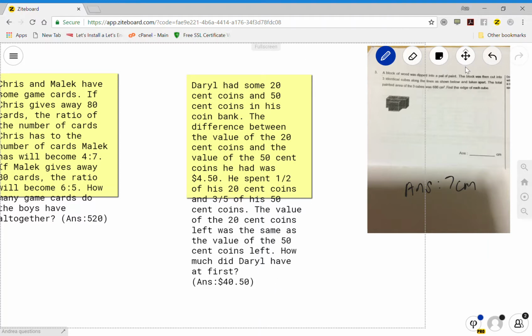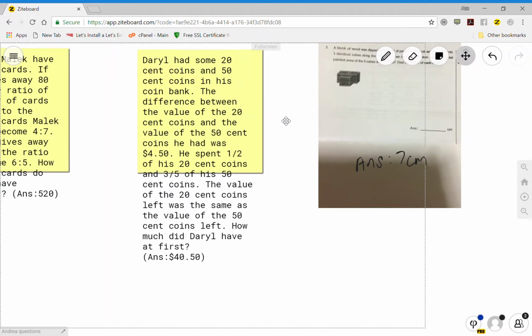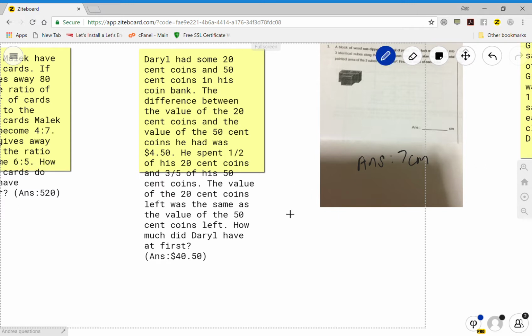Okay, let's see this question. There are some 20-cent and 50-cent coins. Let's set up here, V and U. So we got 20 cent and 50 cents. They always use 20 cent and 50 cent. No other coins in Singapore.